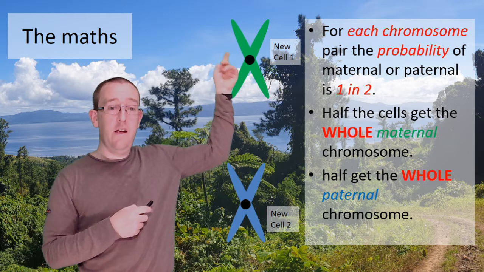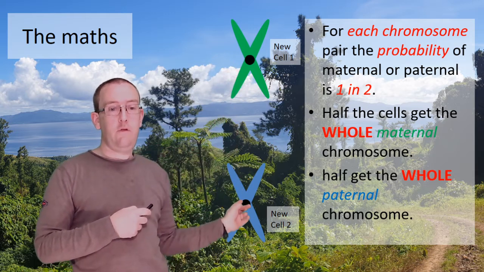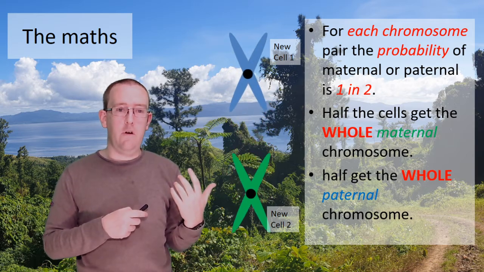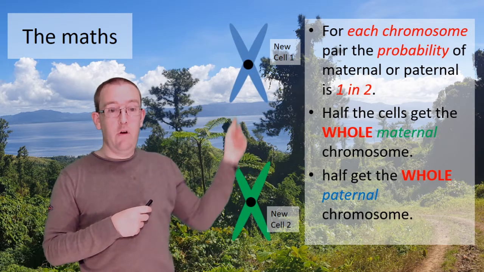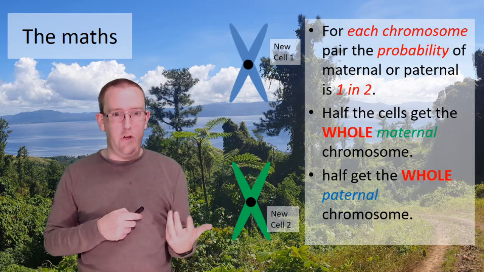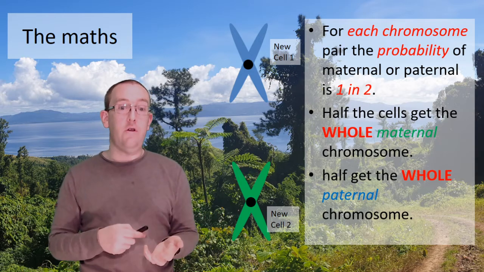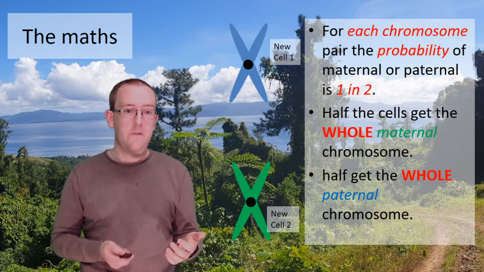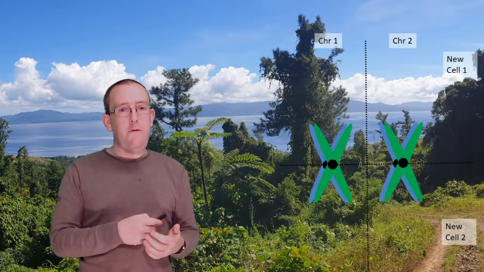So what could happen is that new cell 1 ends up with the maternal chromosome and new cell 2 ends up with the paternal chromosome, or it could go the other way: new cell 1 ends up with all the paternal and new cell 2 ends up with all the maternal. I hope you can see that is a 1 in 2 chance. The probability there is 1 in 2, or 50%. Now we have to amplify this up by more chromosomes.